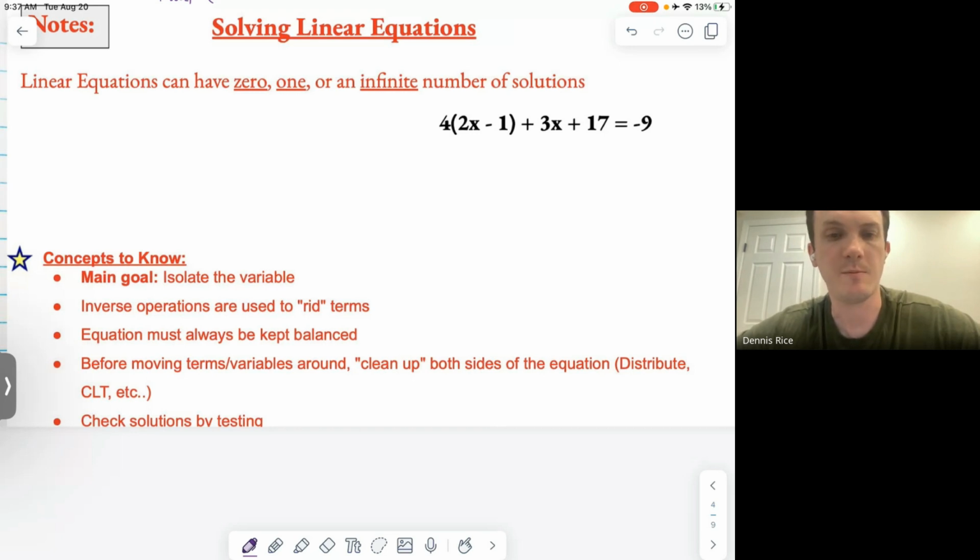Like right now, the example, which we'll start in a moment, there's some work for me to do. I could distribute in this case. I could combine some like terms. That's what CLT stands for. That's not always going to be the case, but if it is, make sure you do that first.